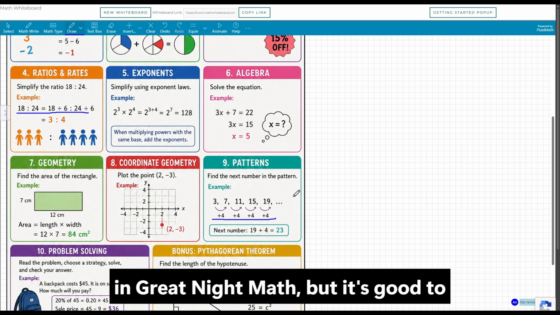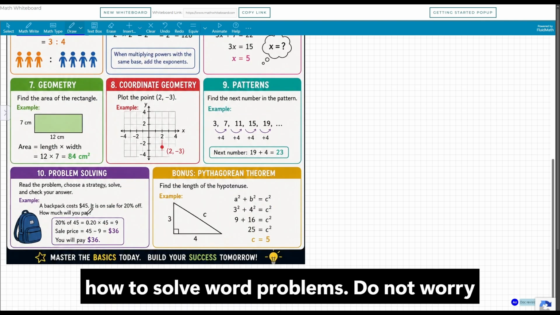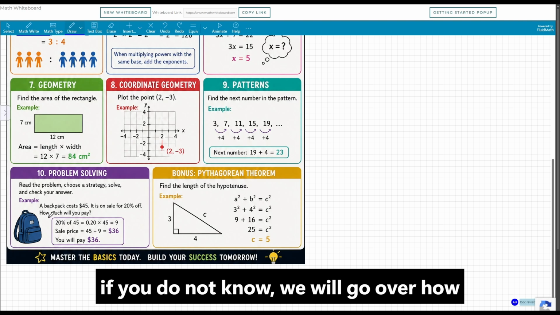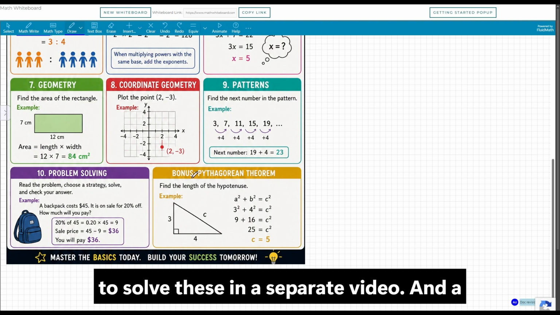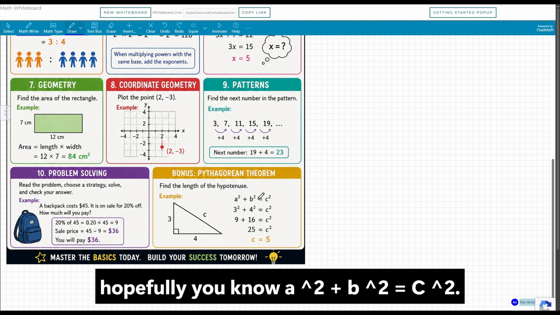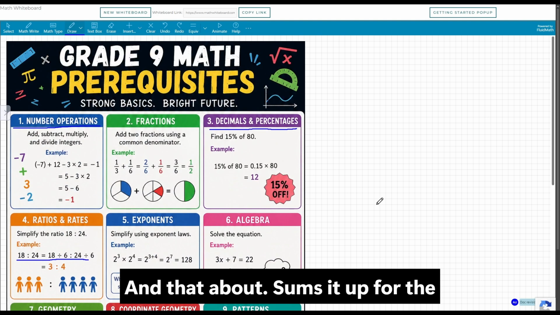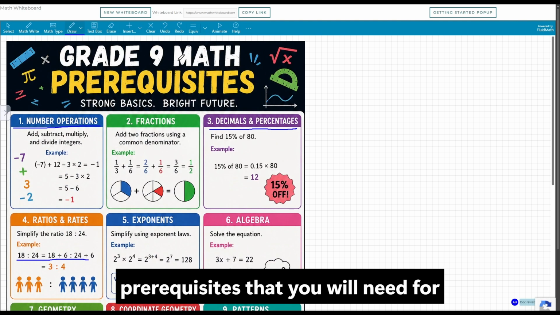You don't see this too much in grade 9 math, but it's good to know. And then basic problem solving, how to solve word problems. Do not worry if you do not know, we will go over how to solve these in a separate video. And a bonus, the Pythagorean theorem, which hopefully you know, a squared plus b squared equals c squared. And that about sums it up for the prerequisites that you will need for grade 9 math.